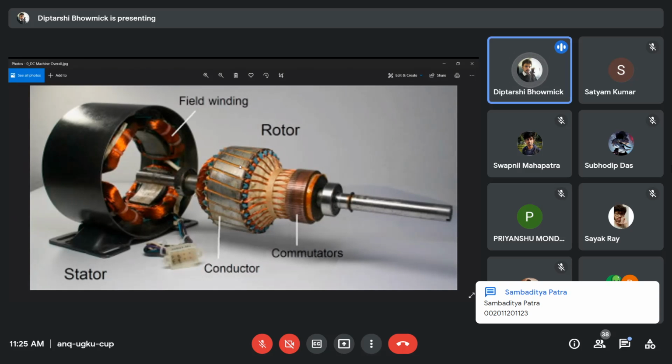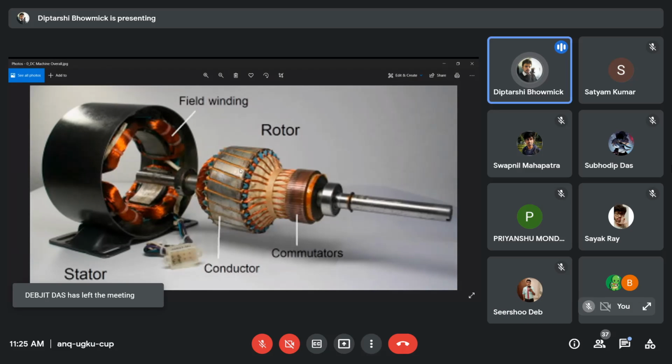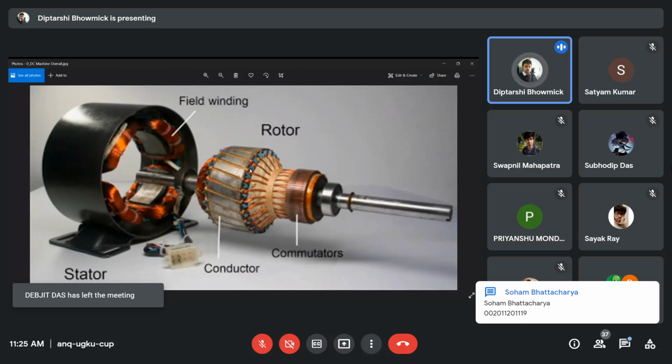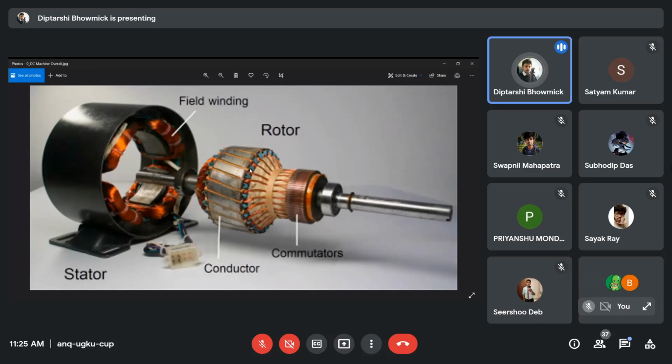Armature is the part where we can extract the main power or where we can give the main power. In case of a generator, we extract the main power from the part of the machine that is called the armature. And in case of a motor, where we give the main power, that is known as the armature. So in a DC machine, the armature is basically the rotor. Clear? We normally extract the power from the armature, and we give the power to the armature.